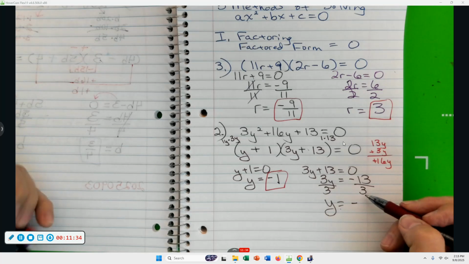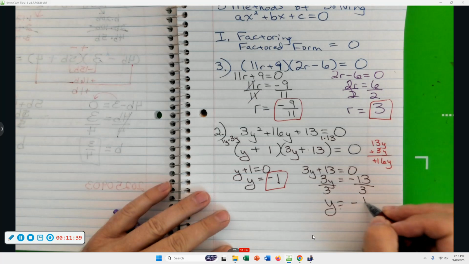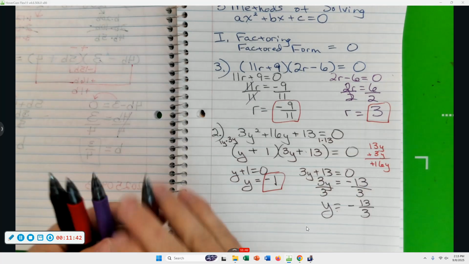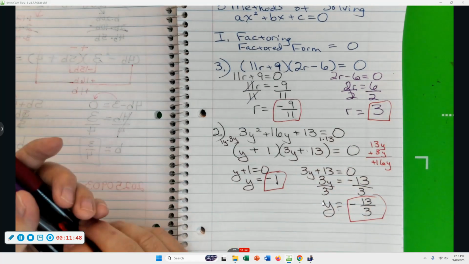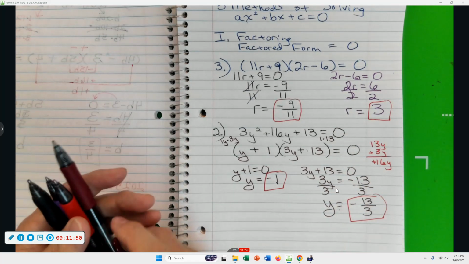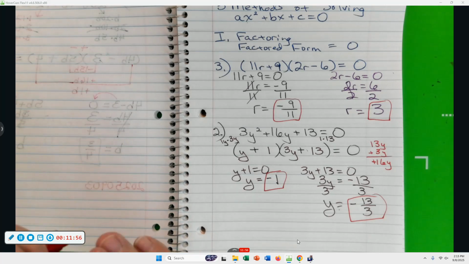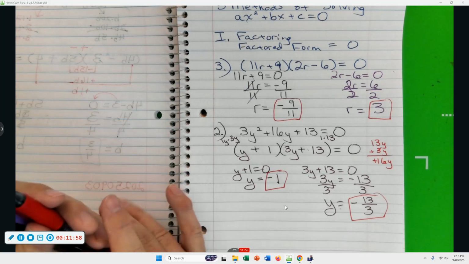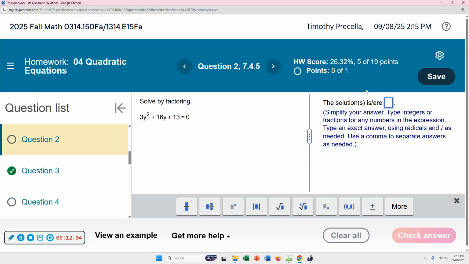Can we reduce that? No, they're both prime numbers, nothing to reduce. I guess you might think a mixed number, but in algebra you rarely ever use a mixed number. In other math classes, you may have been told if you have a fraction, you got to rewrite it as a mixed number, but not from an algebra class, mixed numbers are very undesirable. So let's type in our answer, negative 1, comma, and then the fraction negative 13 over 3.